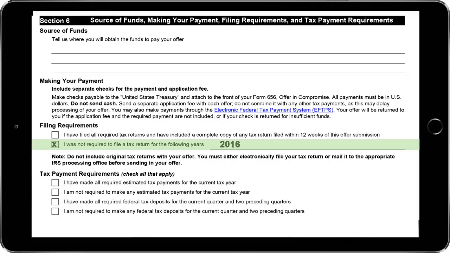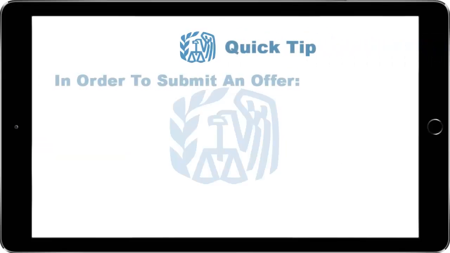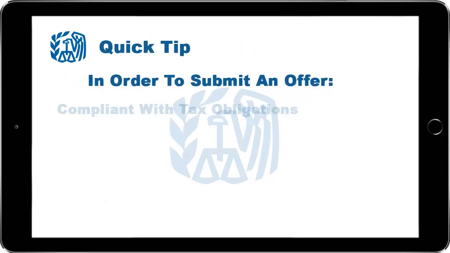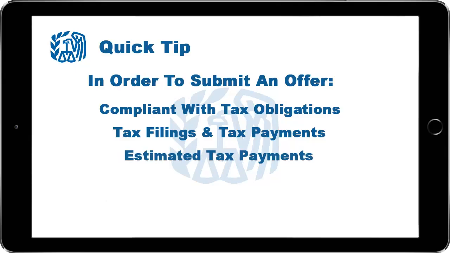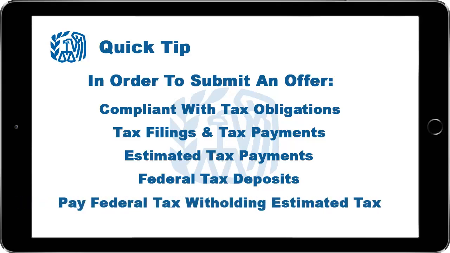In order to submit an offer, you must be compliant with your tax obligations. This includes your tax filings and your tax payments, such as estimated tax payments for the current quarter and federal tax deposits for the prior 2 quarters. If you're self-employed, or if you don't have enough federal tax withholding and you're required to make estimated tax payments, you're going to be required to pay those.